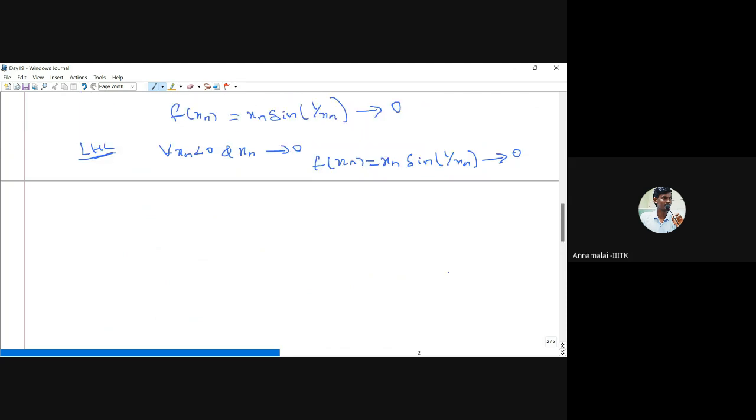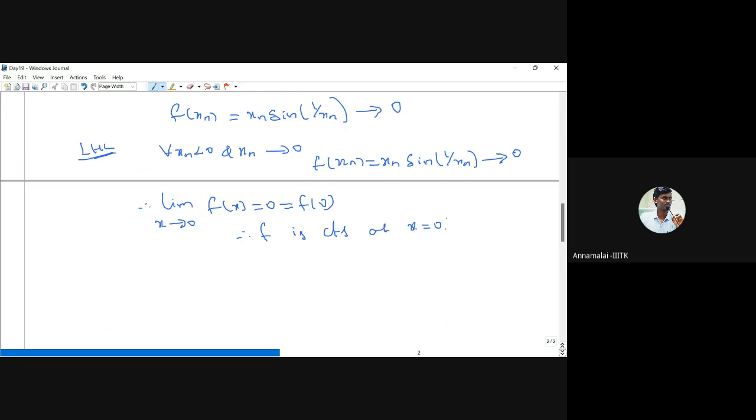0 is nothing but f of 0. So both right hand limit and left hand limit exist and both are equal, therefore the limit exists. Limit x goes to 0, f of x, the value is 0, but 0 is nothing but f of 0. Therefore f is continuous at x equal to 0.